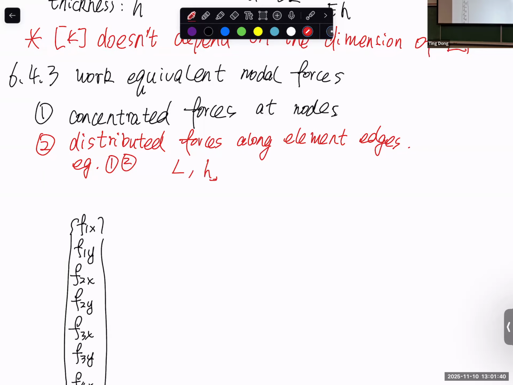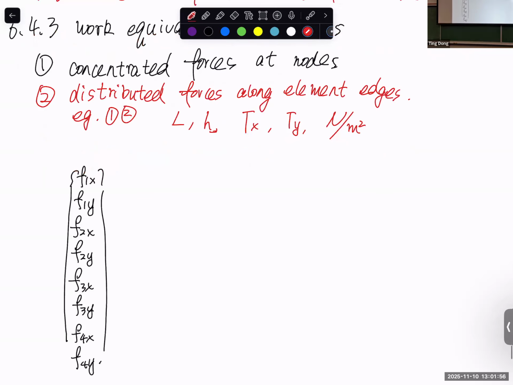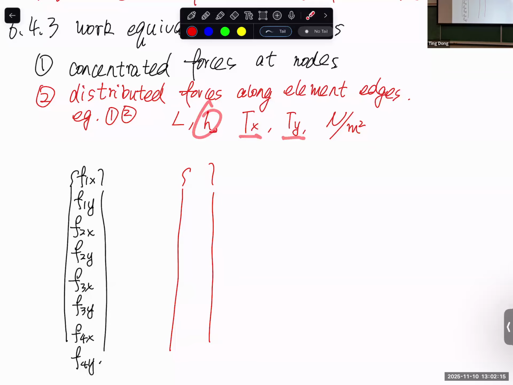And we can put the force in the x direction as Tx and the force in the y direction as Ty. And since it's a force applied on the area, the unit is Newton per meter square. So in this situation, how to write this force vector? It's applied on edge 1, 2, the edge length of edge 1, 2 is L, the thickness of the rectangular element is h, with x component Tx and y component Ty. How to write this vector, the 8 components in it.